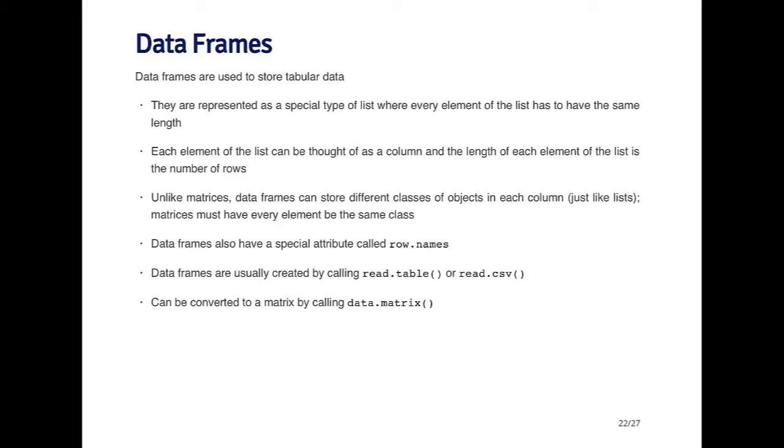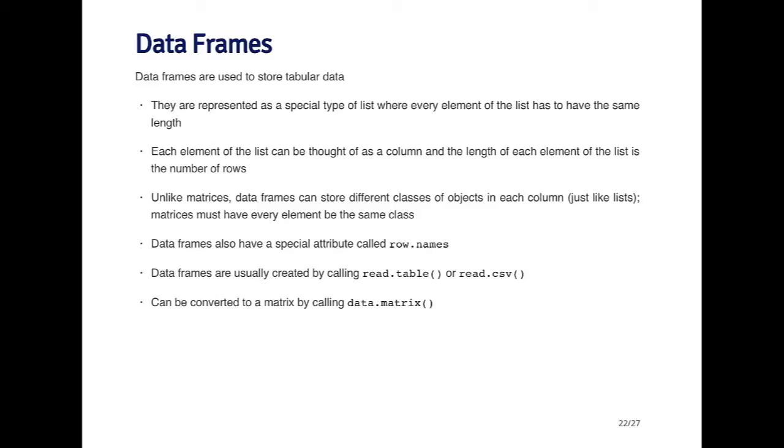So unlike matrices, which have to store the same type of object in every single element of the matrix, data frames can store objects of different classes. And so data frames also have some special attributes. The first special attribute is called a row name. So every row of a data frame has a name. And this can be useful for kind of annotating the data. So for example, each row might represent a subject enrolled in a study, and then the row names would be the subject ID, for example.